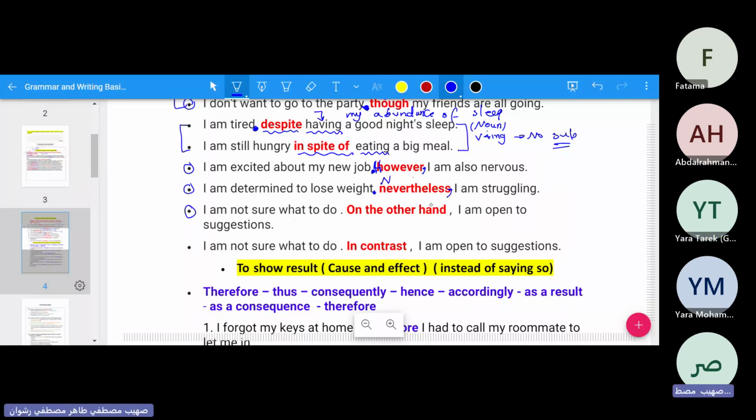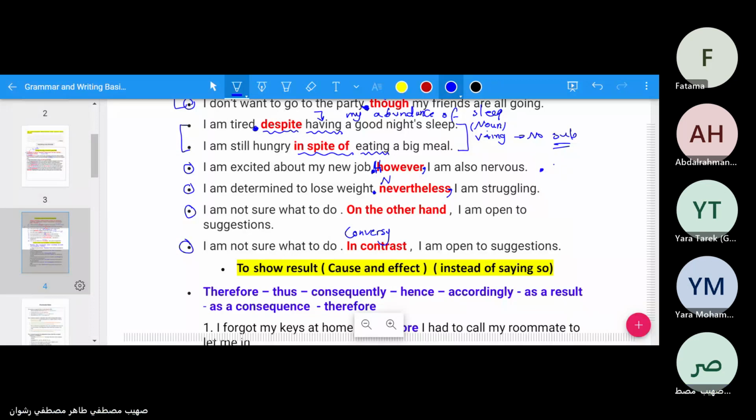Yes. Look here, guys, in the last four sentences. Yara, you read the four, right? Or the three only? No, 3. I'm not sure what to do. In contrast, I'm open to suggestions. Yes, here we will use the rest of the conjunction in the middle. Are you following? Now I'm going to use however, nevertheless, on the other hand, in contrast, conversely, also it's one of them. All follow the same rule, same as we studied with furthermore, moreover, what is more, and so on.